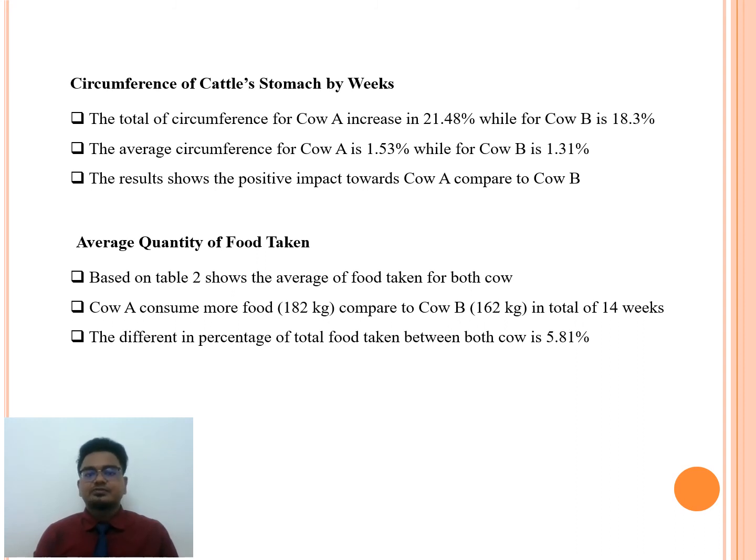For the average quantity of food taken, Table 2 shows the average of food taken for both cows. Cow A consumed more food, which is 182 kg in 14 weeks, compared to cow B, which is 162 kg. The difference in percentage of the total food taken between both cows is 5.81%.